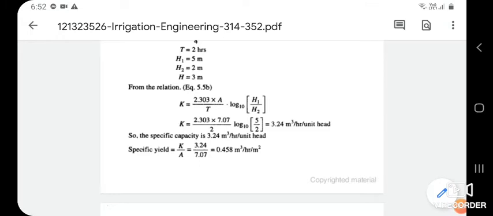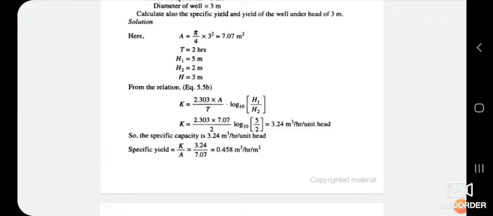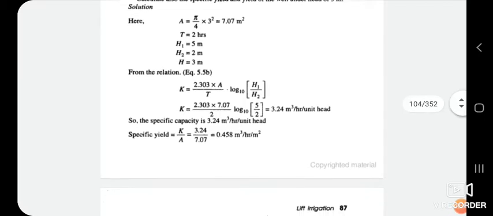So already we saw in the recuperation test that K is equal to 2.303 into A divided by t, into log to the base 10 of h1 divided by h2, and you can substitute the values and you'll get it in terms of meter cube per hour per unit head. Okay, so now you can use the specific yield formula, that is K by A, which is also mentioned earlier. So you'll get it in terms of meter cube per hour per meter square.